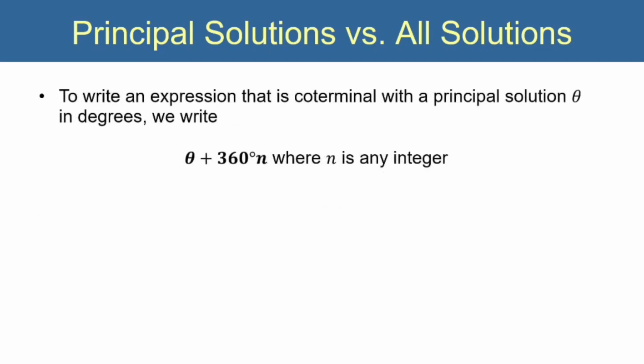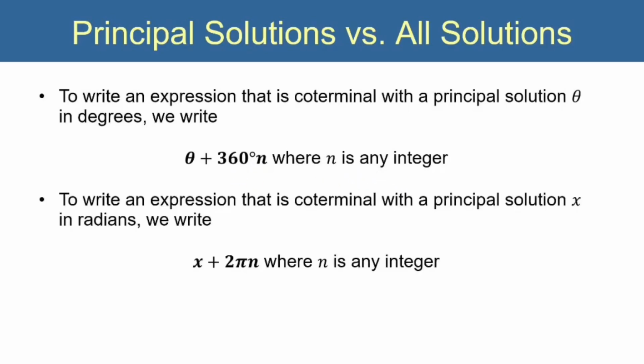If we're supposed to state the solutions in degrees, then we can take each principal solution and write plus 360 degrees n after it, where n is any integer. But if we're working in radians, then we would write each principal solution plus 2 pi n, where n is any integer. By writing the solutions this way, we're giving whoever is reading our work a formula that they can use to calculate as many solutions as they want.